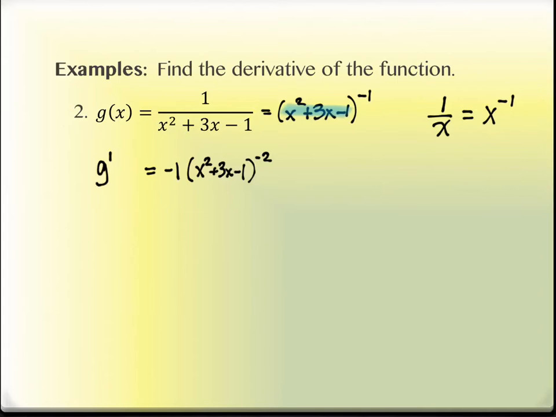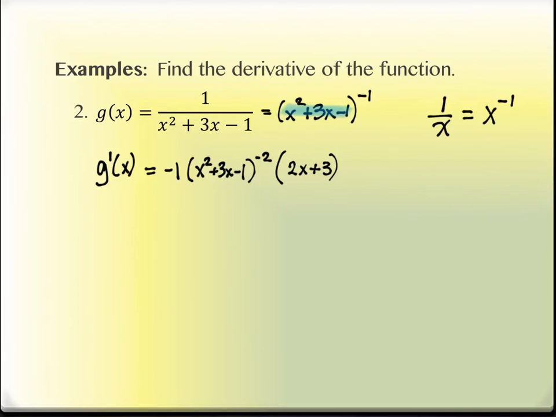And then on the outside, I need the derivative of the blue stuff, right? The stuff that I just dropped back into place and didn't manipulate. So what is the derivative of x squared plus 3x minus 1? 2x plus 3. So we stop here on the gateway, and we're all happy, okay?